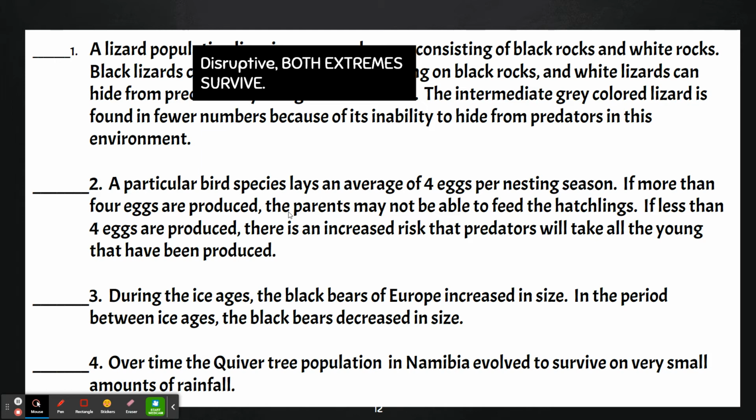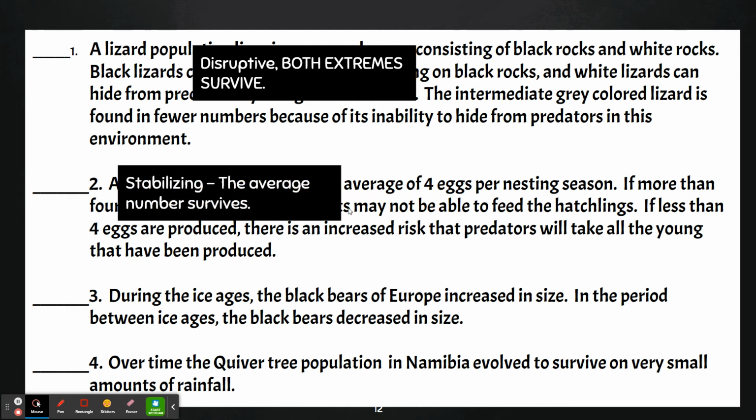In the next problem, a bird species laid an average of 4 eggs per nesting season. But if you did too many or too few, the eggs did not survive as well. The babies didn't survive. So average was best. And when average is best, we'll see stabilizing. The average will survive.